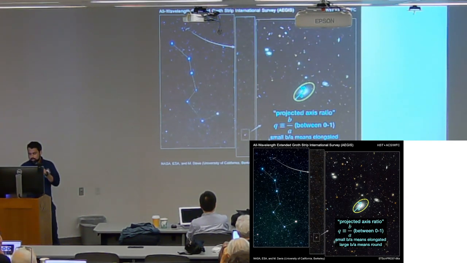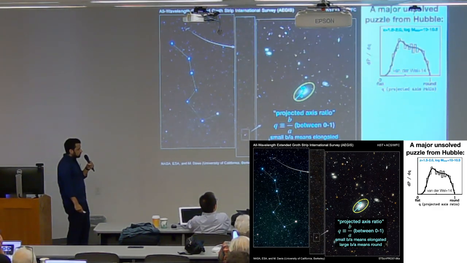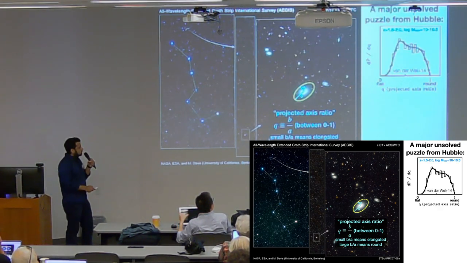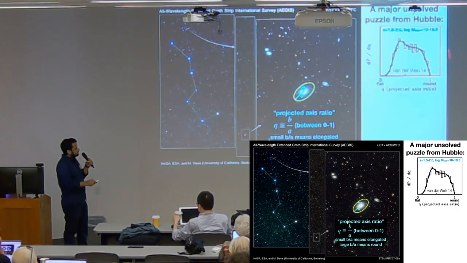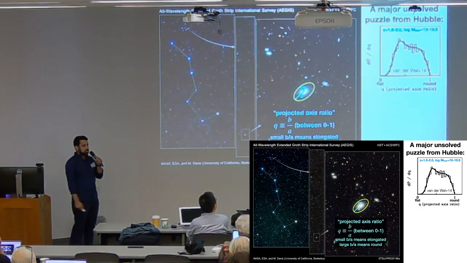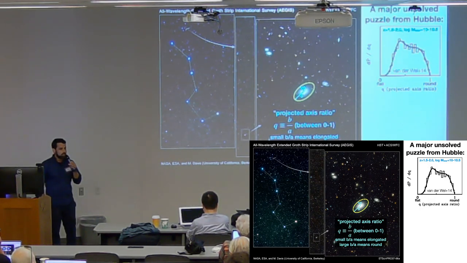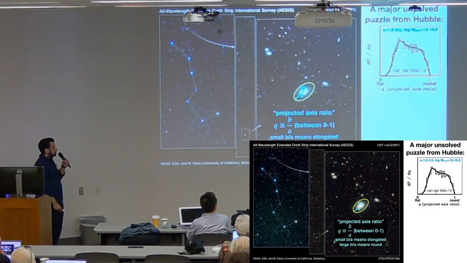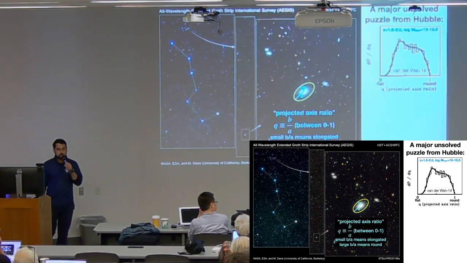But my favorite paper actually is from 10 years ago by Arjen van der Wel, who nicely showed that for massive galaxies at any redshift, including redshift 0, the distribution of their B over A axis ratios is relatively uniform or flat. And this is because we think that massive galaxies are roughly a mixture of oblate or disky ellipsoids as well as spheroids.